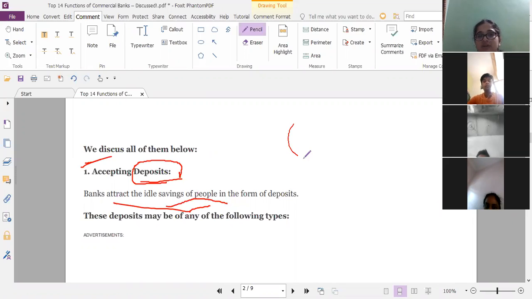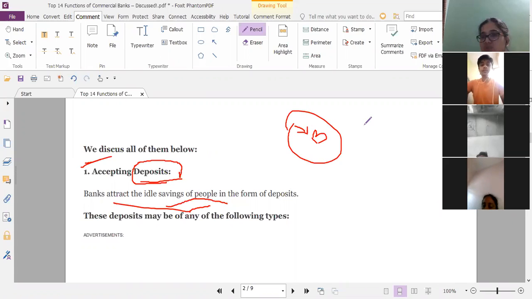So whatever people have as extra money in their hand, they can go and invest in banks, right? For which they will also get some interest. So this is how banks are attracting the idle savings of the people, by giving them some interest rate on the money which they are keeping with banks. So these deposits may be of any of the following types.